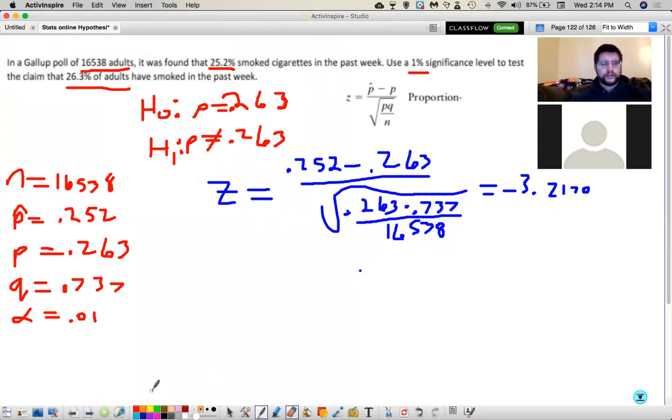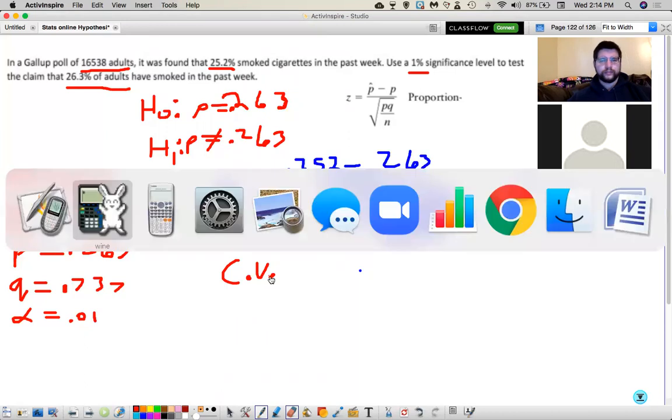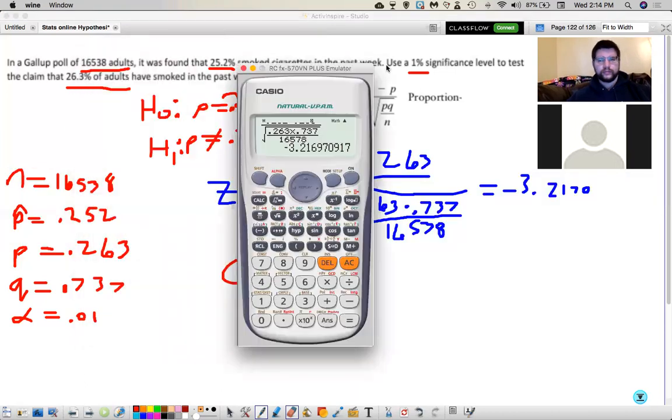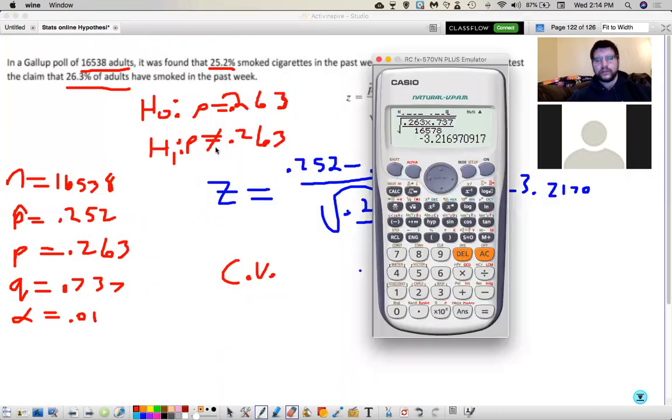Let's get the critical values. And why not use inverse norm? So it's a two-tailed test. Split alpha in half. One positive, one negative. Mode, distribution, number 3. Instead of 0.01, we're going to do 0.01 divided by 2. Leave those alone. Negative 2.576.